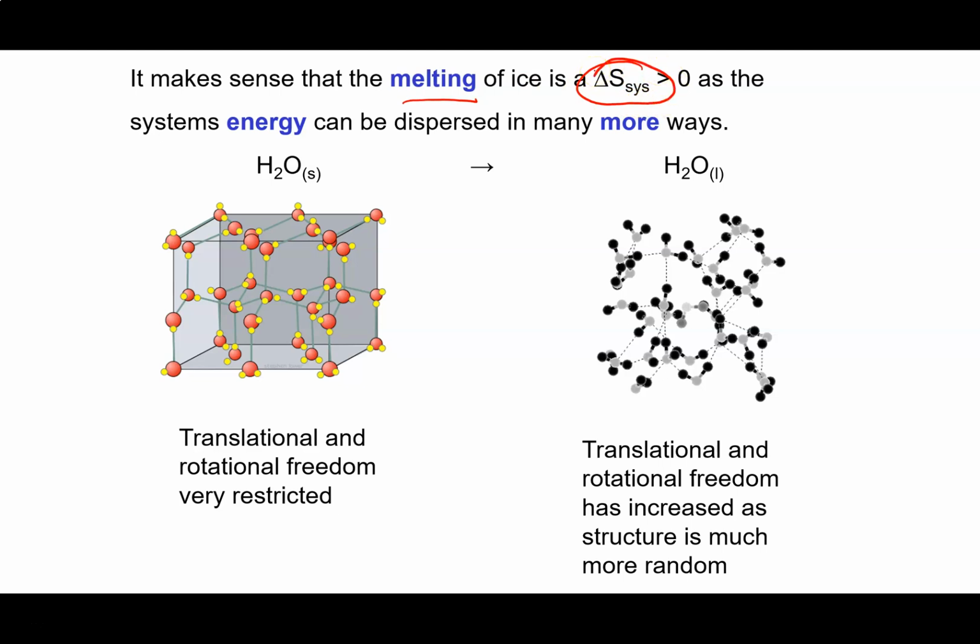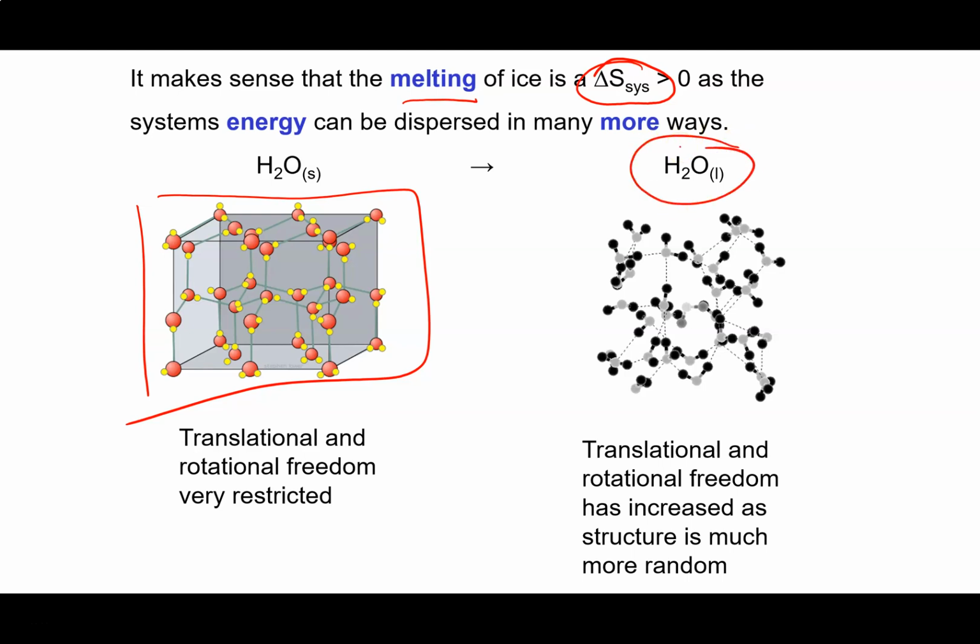Okay, so it makes sense that the melting of ice results in an increase in entropy of the system, because in solid ice, the translation, rotation, and vibration of the water molecules is severely limited because the molecules are locked into a crystal. Whereas in liquid water, there's a lot more freedom of the molecules. They can move around a lot more easily because they're not locked into this crystalline structure. The particles just have more kinetic energy and they're able to move more. So we would expect that delta S system here is going to be greater than 0.